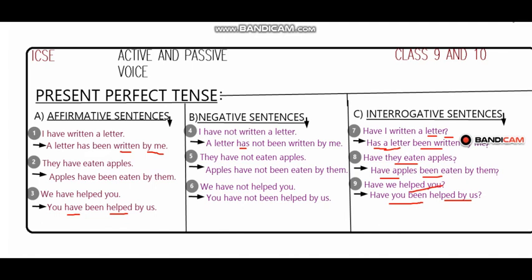In part 2 we are continuing this present tense. In part 2 we are going to solve some more questions related to our present tense, where we change the active voice into passive voice, and at last I'll give you some questions for homework and also the solutions.